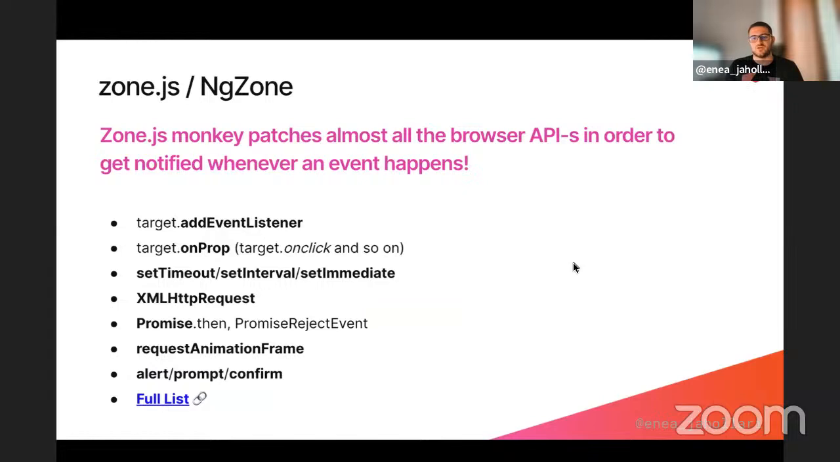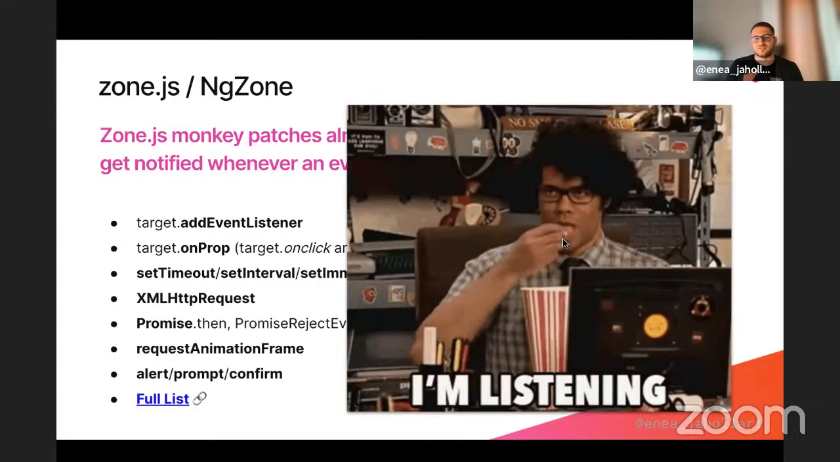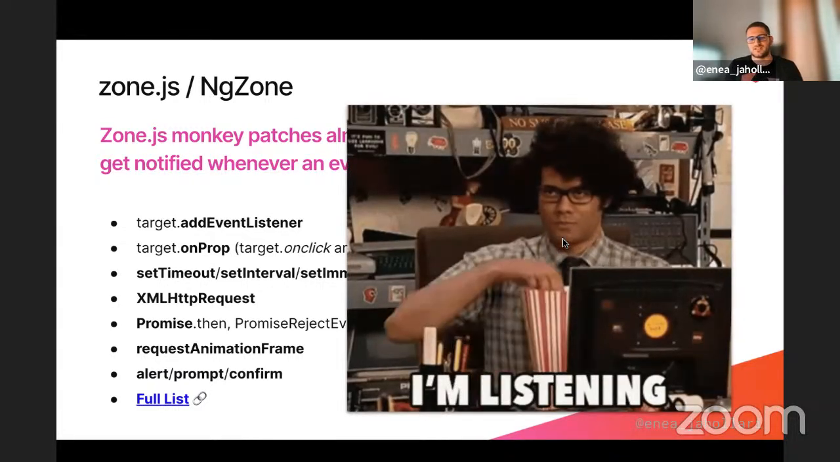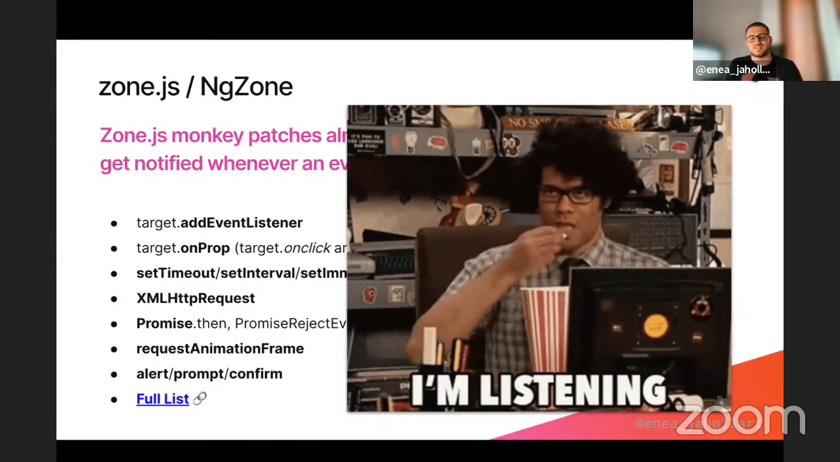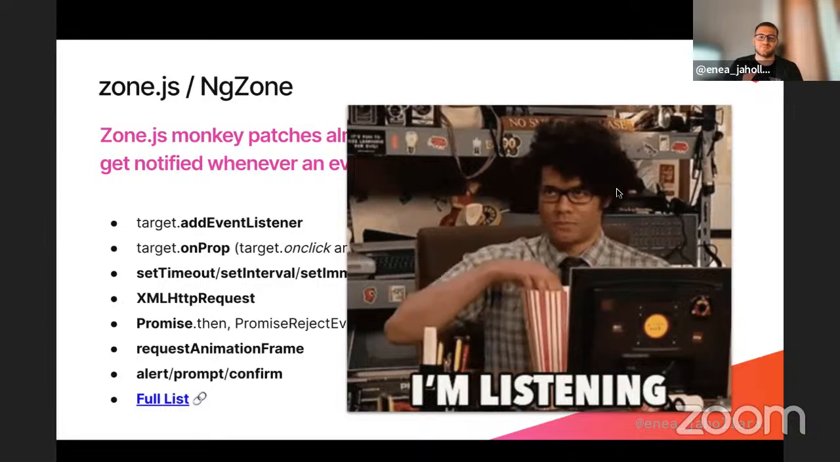Zone.js patches all these kinds of APIs like addEventListener, onProp, setTimeout, setInterval, XMLHttpRequest, promises, alert, prompt, confirm, and on the slides you have a full list. I'll share the slides link later. So the browser, the moment that it has Zone.js, is like, good, I'm listening now.